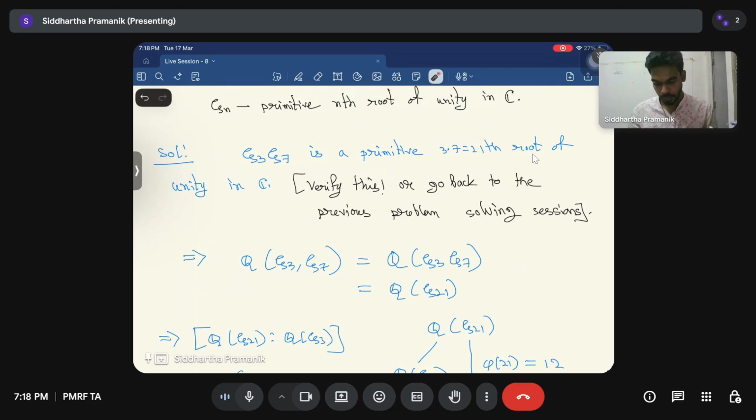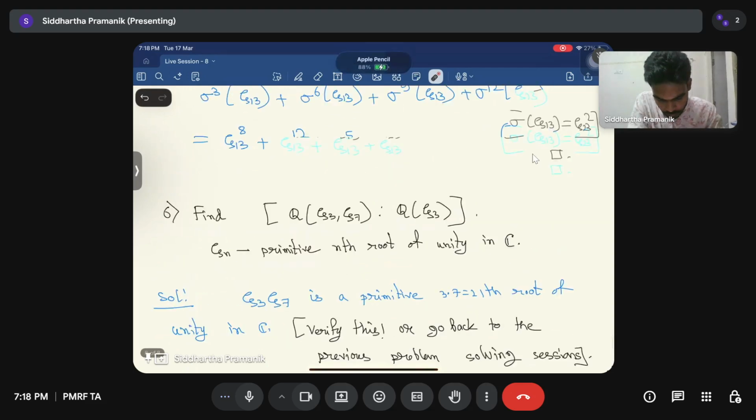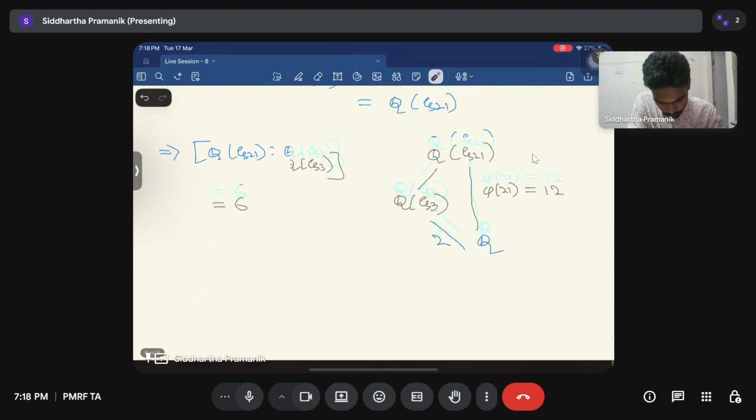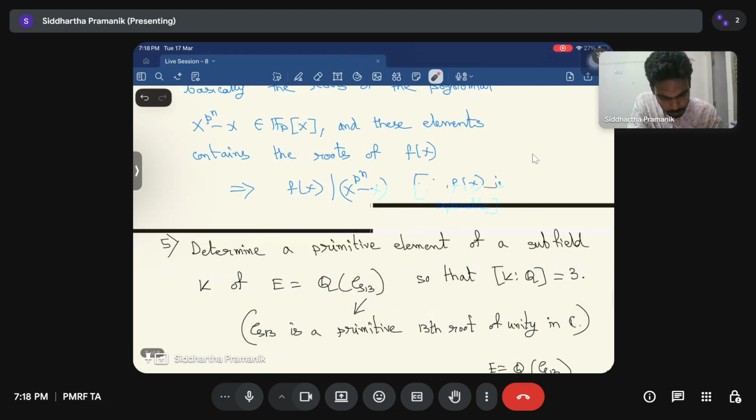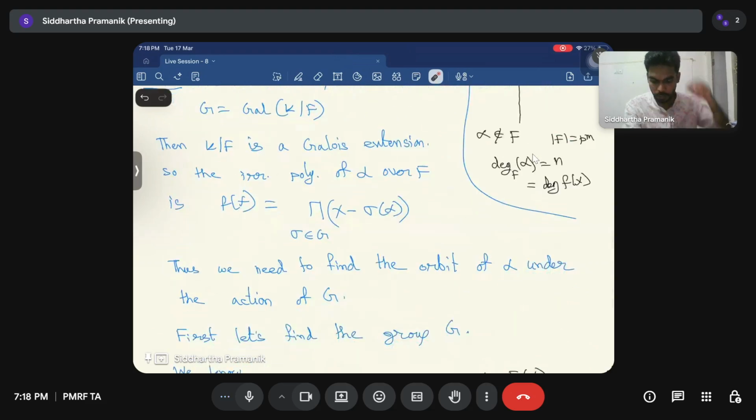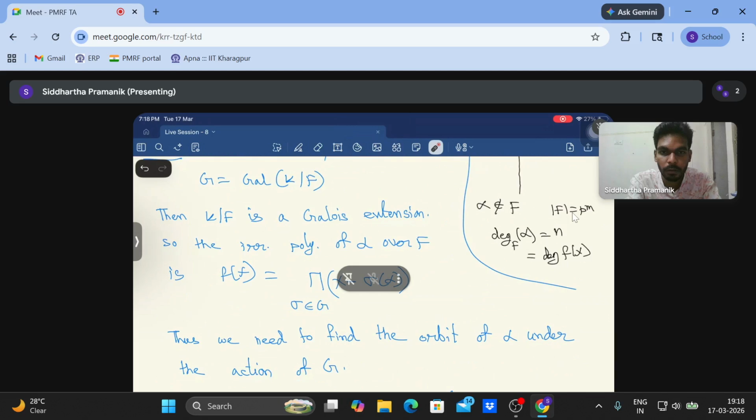Yeah. So maybe this much problem solving is enough. As this is the last problem solving session, we will not have any chance to discuss more problems. But still, if you have any doubt, you can just post in the discussion forums. Okay. So maybe then we can stop now.